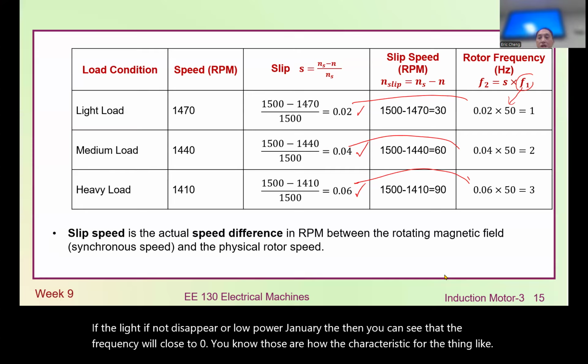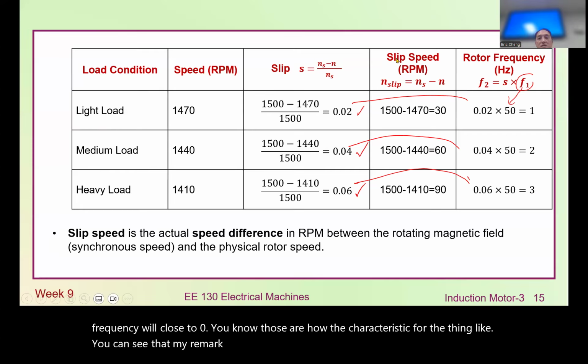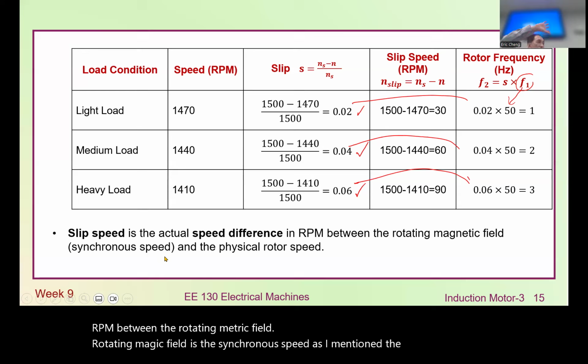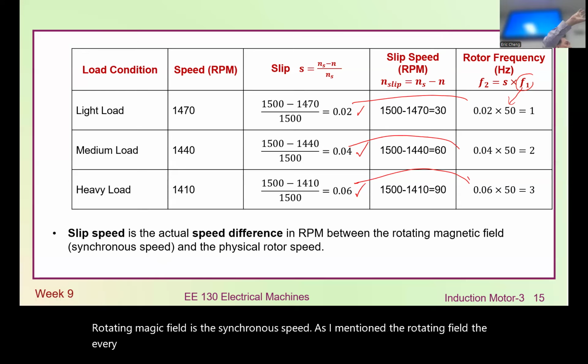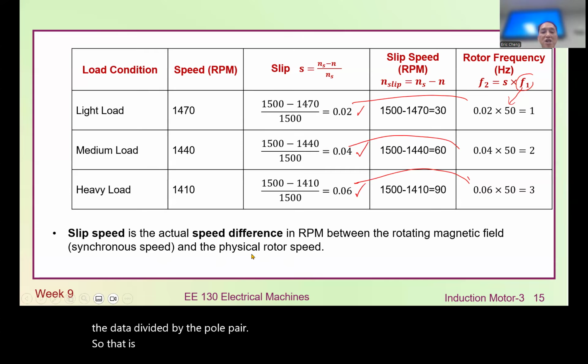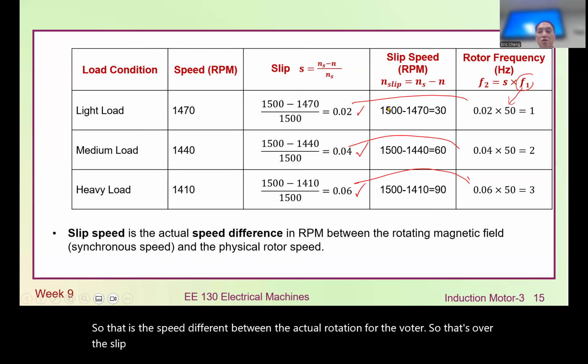My remark here is that the slip speed is the difference in RPM from the rotating magnetic field. The rotating magnetic field is the synchronous speed. As I mentioned, the rotating field goes through one pole pair, then the next pole pair, and the next, every period. That's why the synchronous speed, or the rotating magnetic field speed, is equal to the input frequency from the stator divided by the pole pair. The speed difference from the actual rotation of the rotor is the so-called slip. So the slip is the difference between these two.